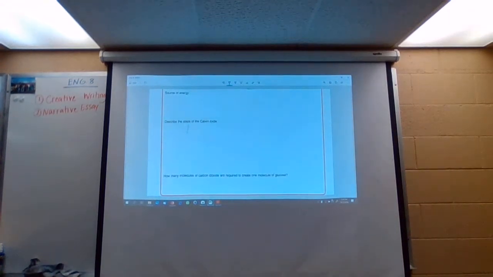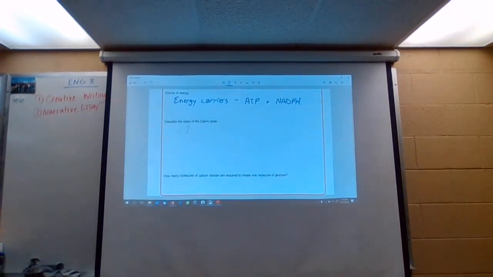Now, what's the source of energy for the Calvin cycle? Well, it's not the sun, because these are the dark reactions, not the light reactions. So the source of energy is the energy carriers. Well, what are the energy carriers in this? Well, we know they're the things that are made by the light reactions. ATP is one, and NADPH is the other. So those energy carriers provide the energy.